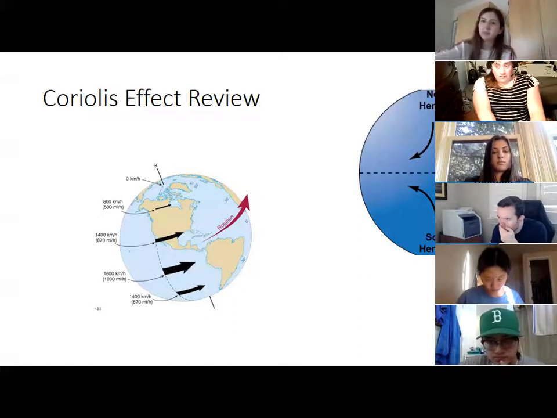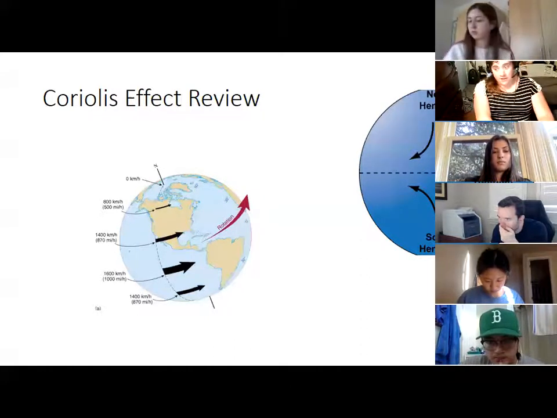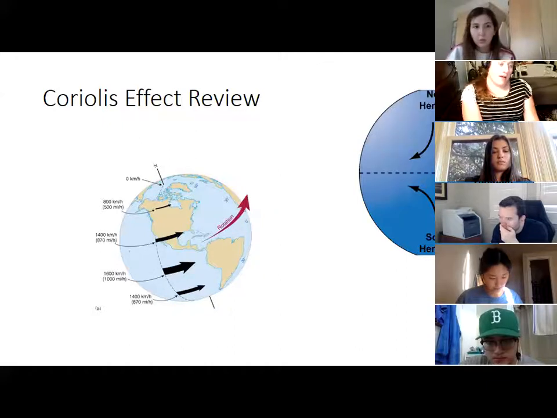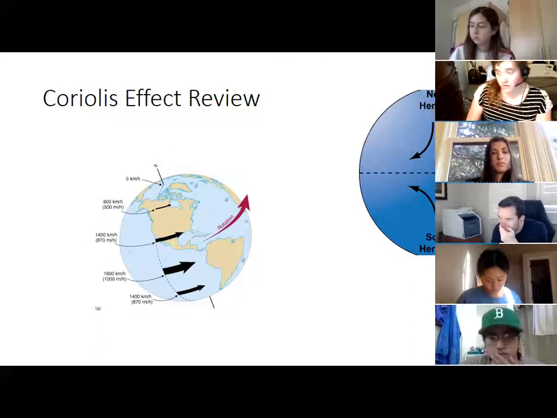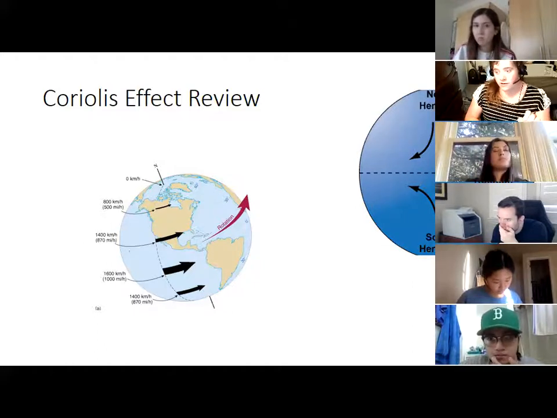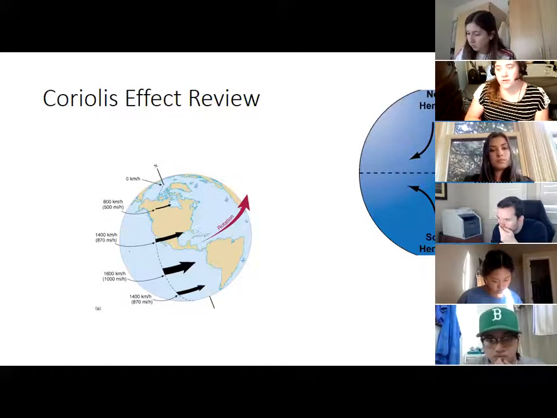Now, what happens then is that Earth is not rotating at the same speed at every latitude. And as you go either north from the equator or south from the equator, you're going to be standing on a part of the Earth that is rotating more slowly.